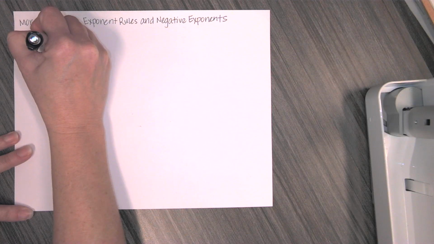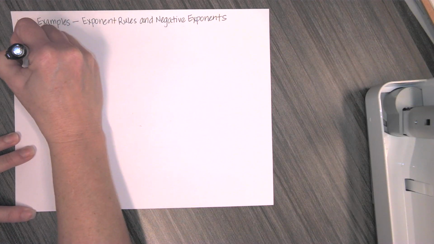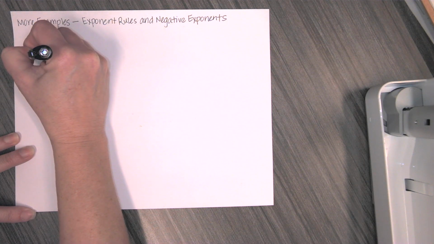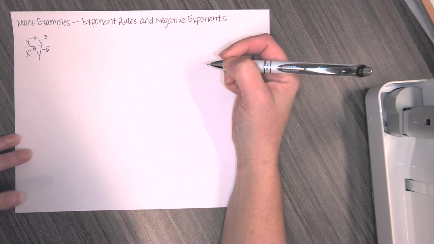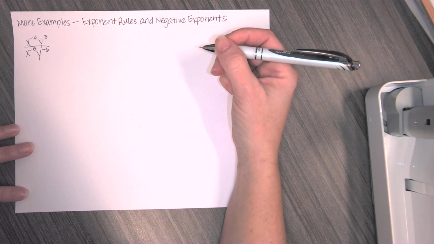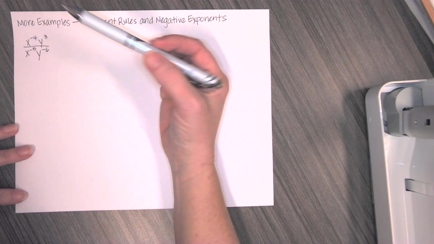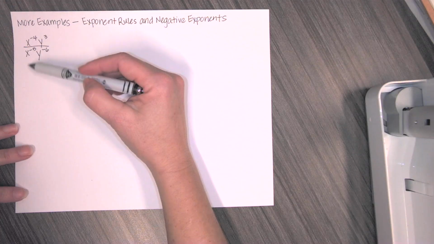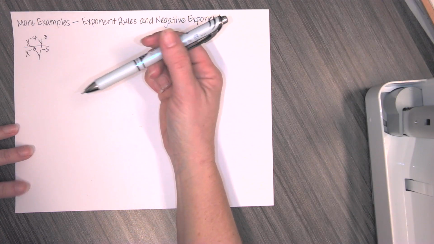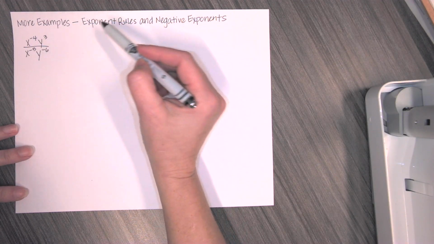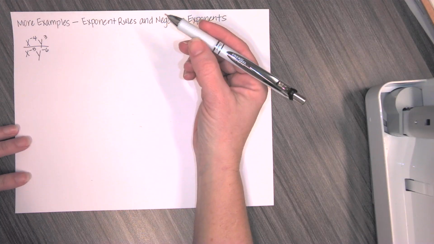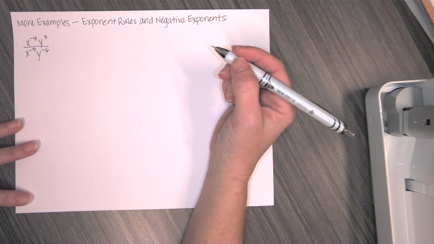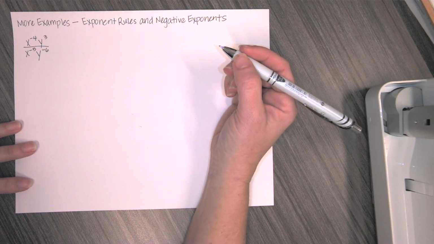X to the negative fourth, y to the third, over x to the negative fifth, y to the negative sixth. Okay, so we've got some things that can be simplified here using exponent rules. We've got negative exponents we need to get rid of. And so, as I've said before, there's usually more than one way to go about a problem like this. As long as we're using our rules correctly, it should not matter which way we do it. So let's look at a couple of different possibilities here.